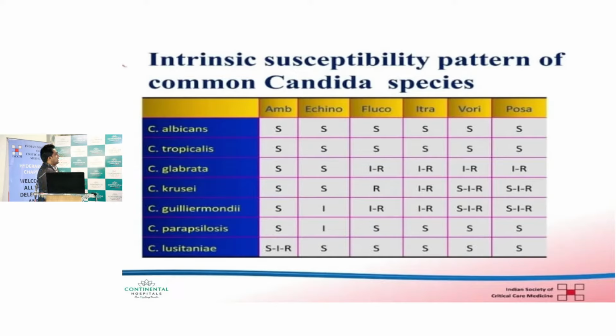But the MIC for fluconazole is going up, and guilliermondii and parapsilosis are resistant to echinocandins. Please remember, parapsilosis is resistant to echinocandins. Lusitaniae is resistant to amphotericin.